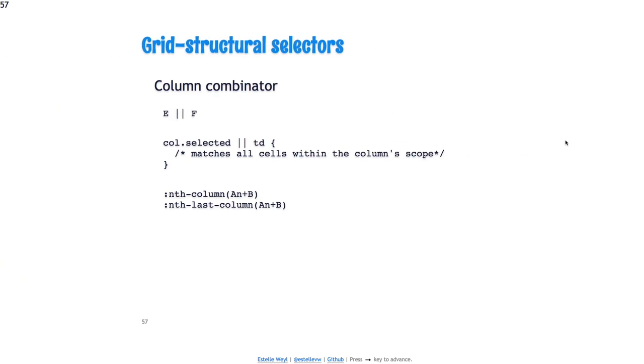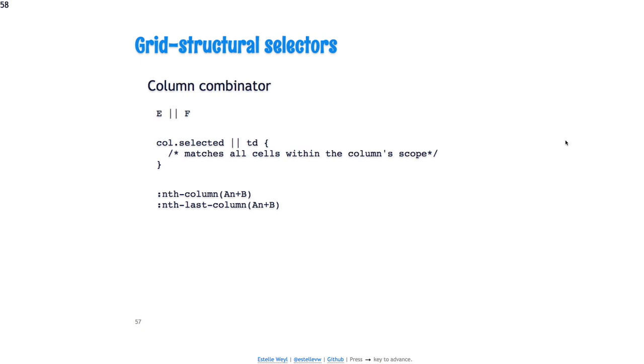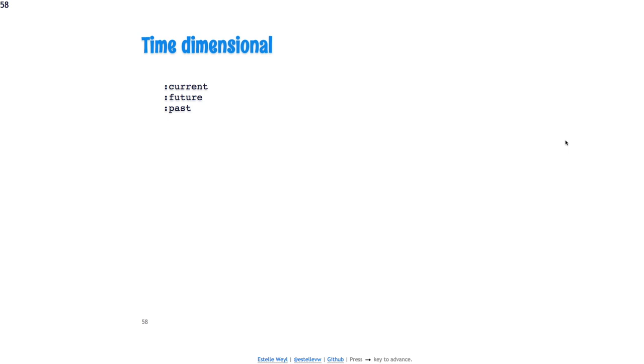Grid structural selectors, I have not used these and I don't think that they're supported yet. But we are going to be able to target things based on the grid layout, such as the column, nth last column. So when you have columns, you can match a column. Not supported yet, but look out for these in the future. We have time dimensional things, current, past, and future. We have video and audio, which is playing or paused.